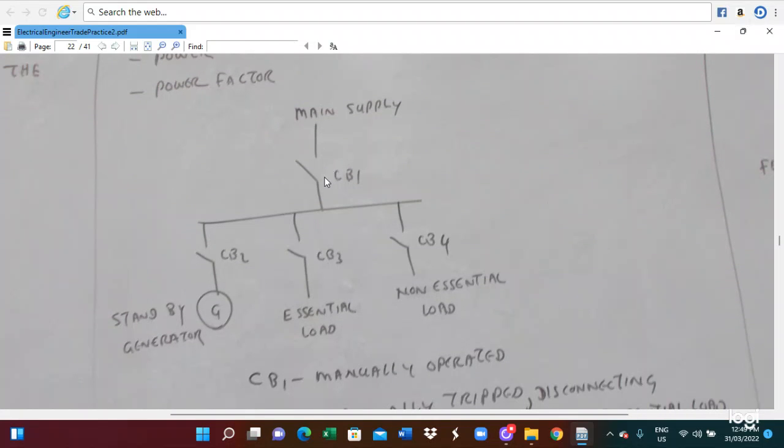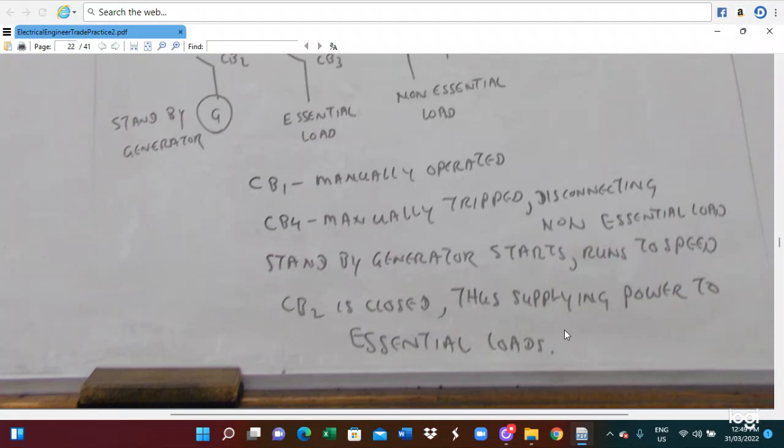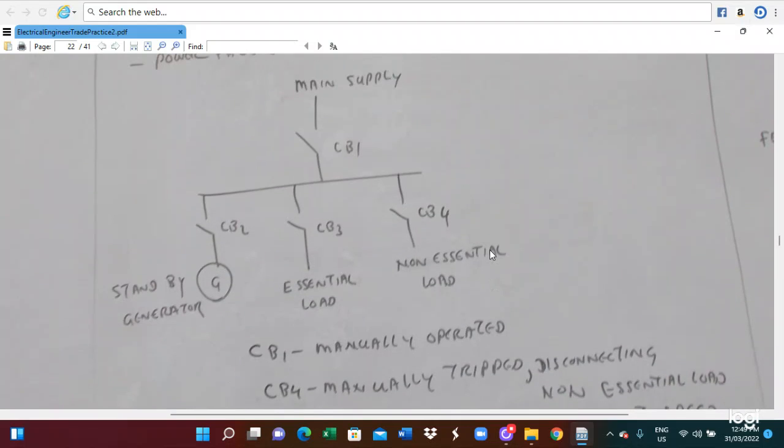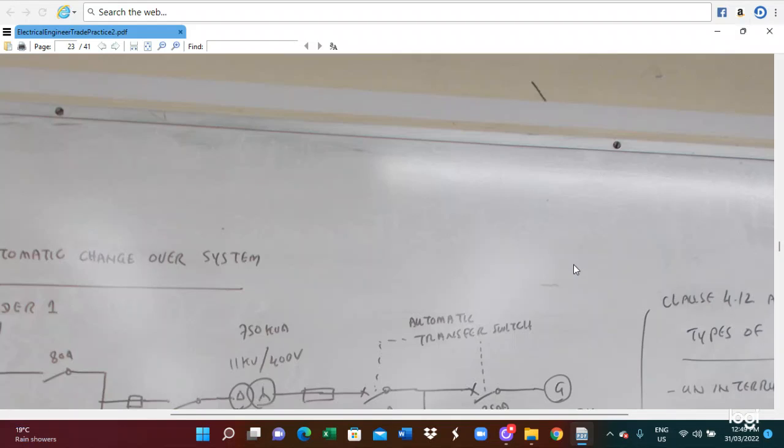So this is the main power supply, circuit breakers 2, 3, 4, and the standby generator, with essential load and non-essential load connected. In this case, circuit breaker 1 is manually operated, and circuit breaker 4 will be manually opened by disconnecting the non-essential load. The standby alternator is started and run up to speed, and circuit breaker 2 is closed when supplying power to the essential load. This is the configuration of the main power supply, the circuit breaker arrangement and the standby alternator.